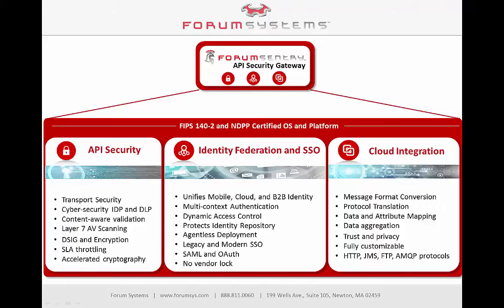For API security, we'll demonstrate SSL, schema validation, threat detection, digital signatures, as well as payload level encryption. For identity, we'll look at multiple user authentication options and credential propagation. Lastly, for integration, we'll show JSON to XML conversion and mapping of data into the XML payloads.